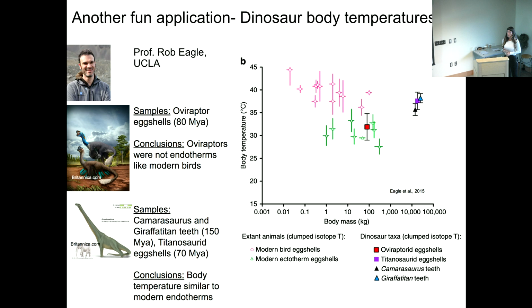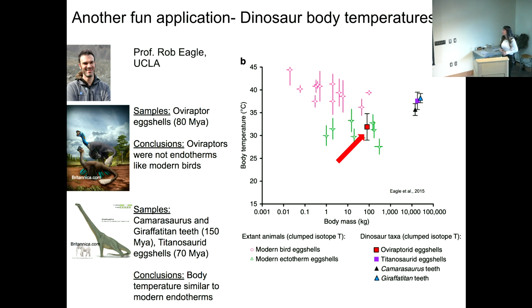These are non-avian dinosaurs, meaning that they are not direct descendants of birds, but they were very bird-like. They had beaks and they had feathers. And so they were wondering how similar oviraptor body temperatures were to, say, a reptile or a modern bird. Which were they more similar to?